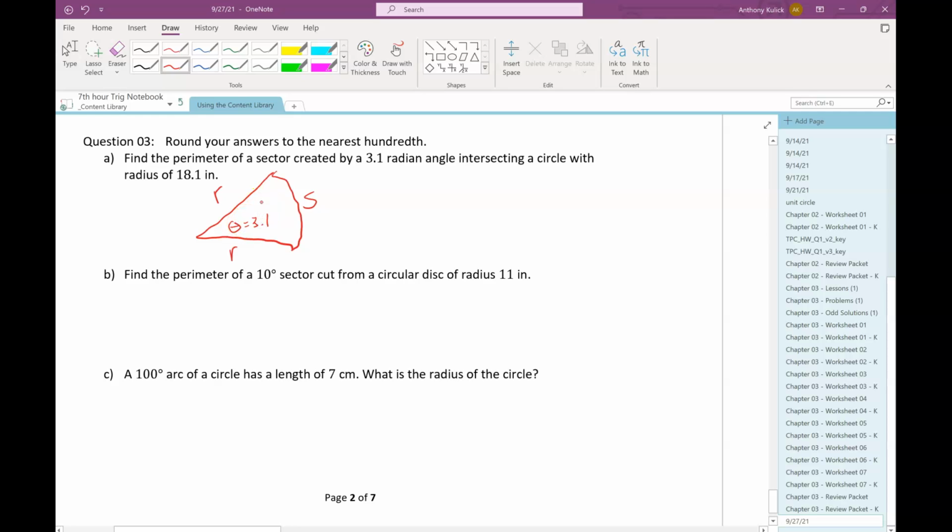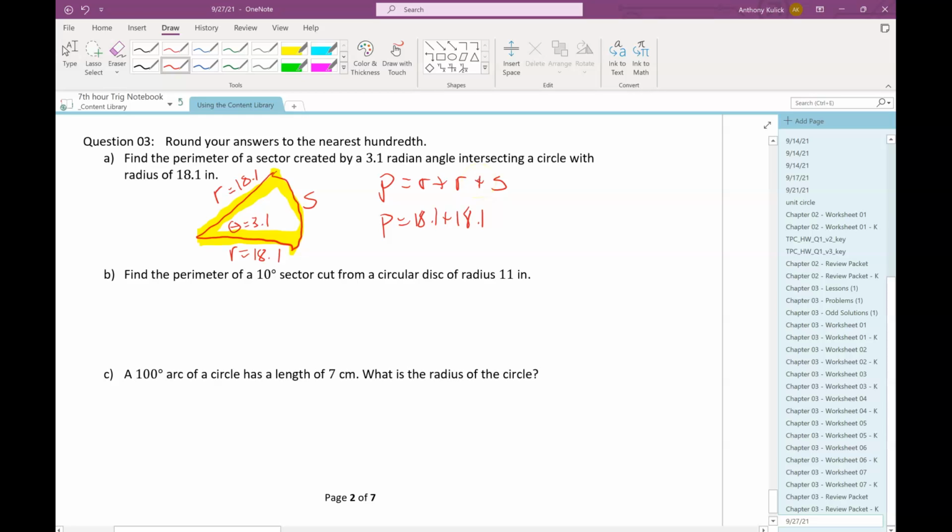So then my theta is 3.1. Intersecting a circle with radius of 18.1. So my radii are 18.1. So far, so good there. It's asking for the perimeter, so that's the distance around. So it's going to be R plus S. So far, so good with that. Okay. So R is easy. That's 18.1.